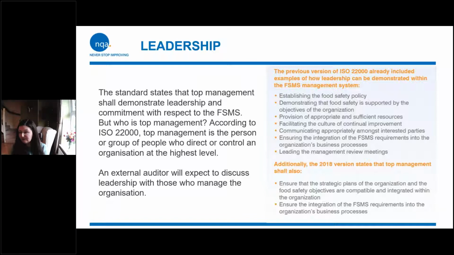So just on the leadership, the 2018 version has added objectives and the strategic plans of the business. It's important to have these in place to drive improvement, and we would expect that top management would be involved with those.